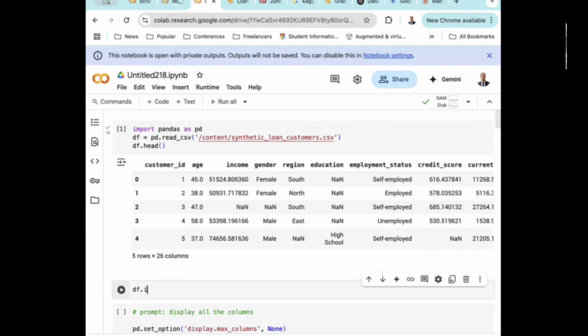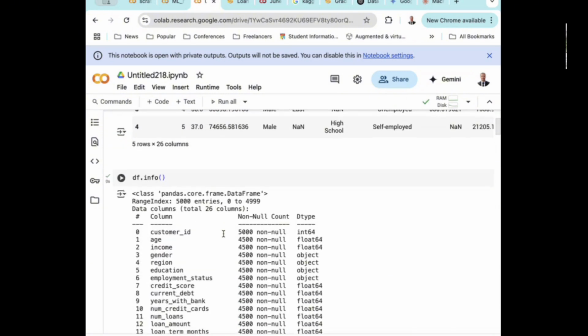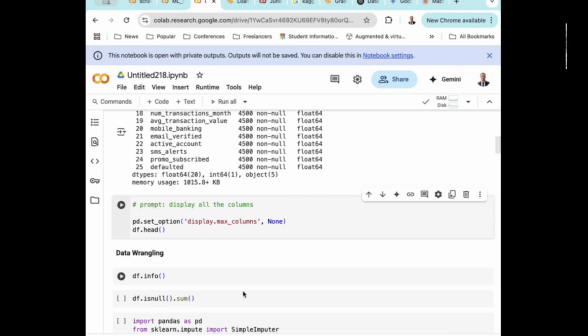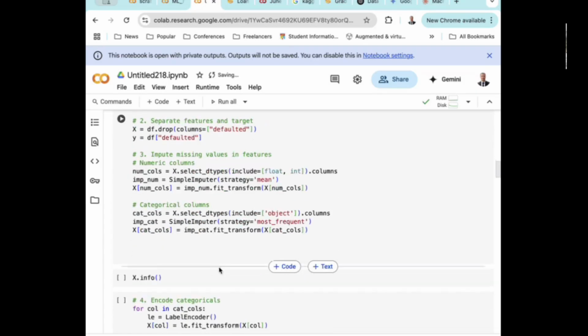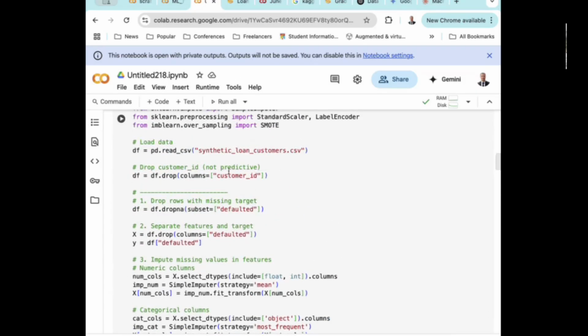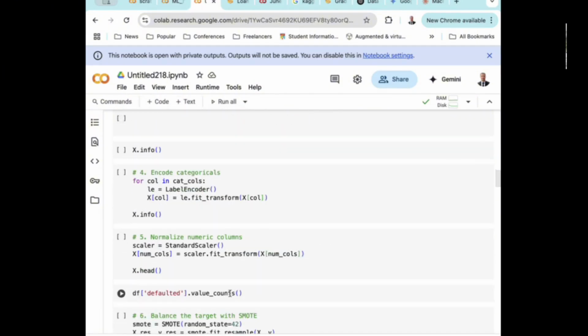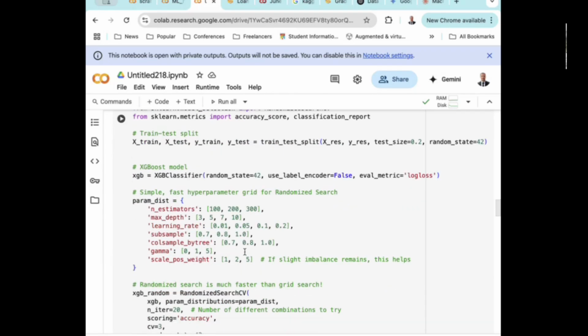So df.info. And see 5,000, and then it's 26 columns. So this is also about the loan. You can see these are all the missing values here, and it's a little bit more into detail. It comes with the balancing, fixing the issue when the missing value is numerical, this is when it is numerical, this is when categorical, and just comparing two algorithms, logistic regression and random forest.